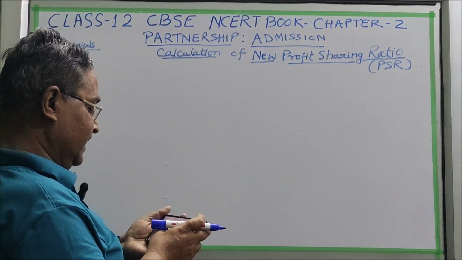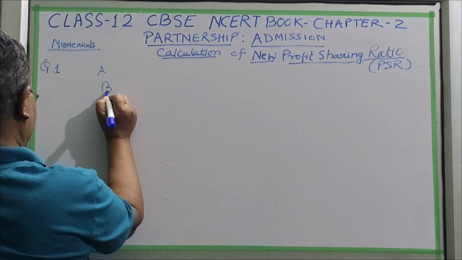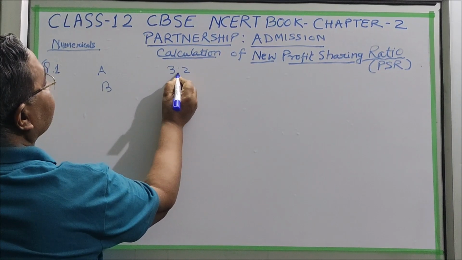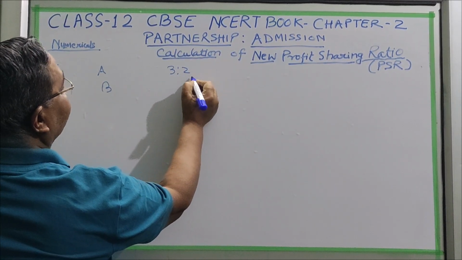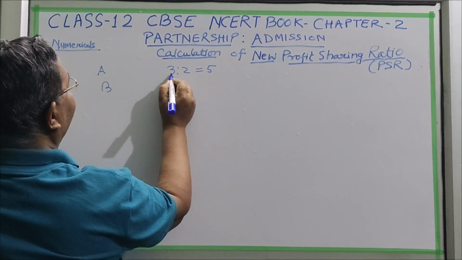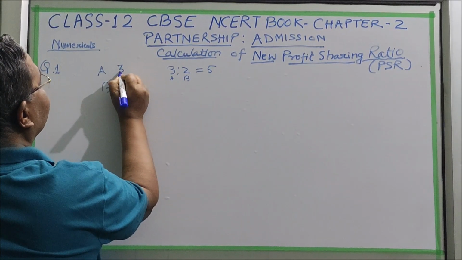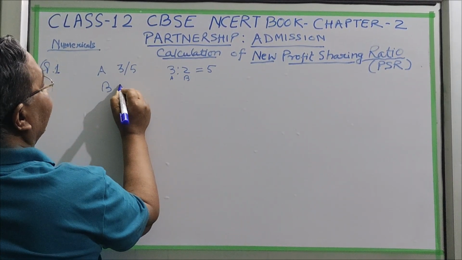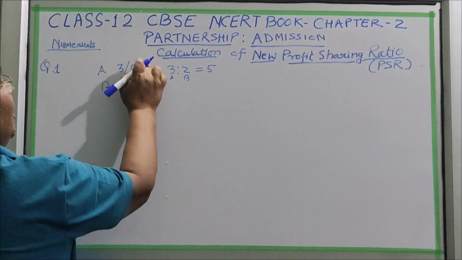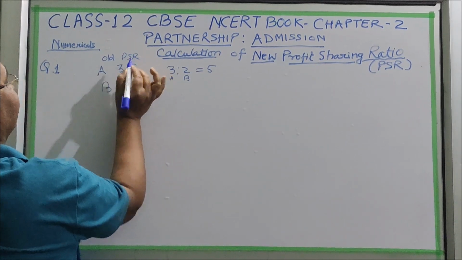So, question number 1. Here two partners A and B were there, who are sharing their profit in the ratio 3:2. This ratio we can convert into fractions. The total is 5, so A will get 3 upon 5 and B will get 2 upon 5. This will be treated as their old PSR, old profit sharing ratio.